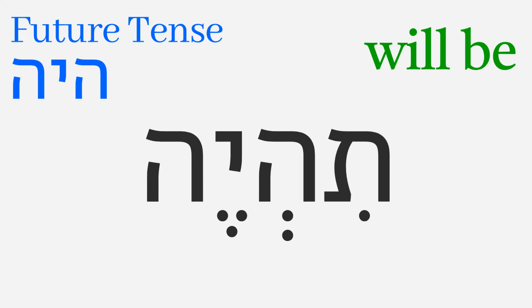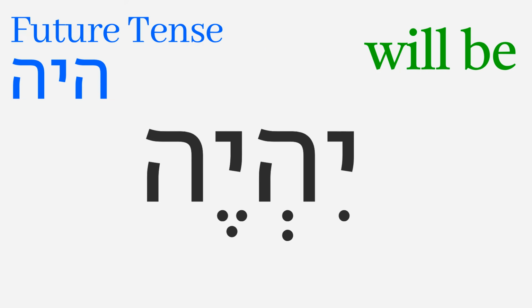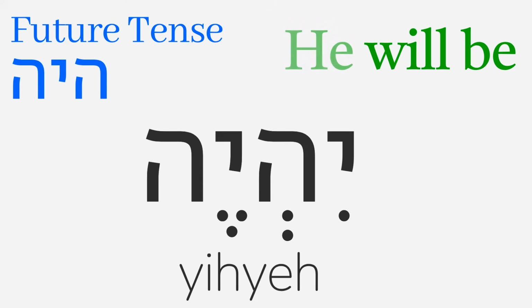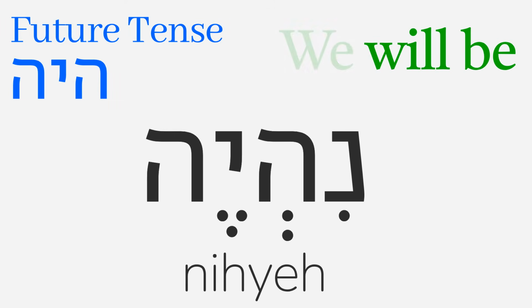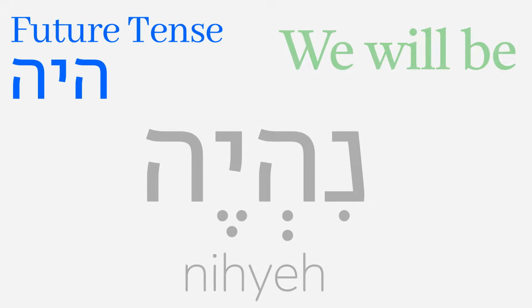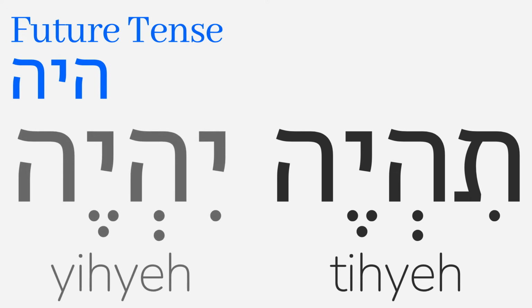With a t prefix, we get tihyeh, which means either you will be masculine singular or she will be. With a ye prefix, we get yihyeh, he will be, and with a ni prefix, we get nihyeh, we will be. The other future tense forms will be made from tihiye and yihiye.